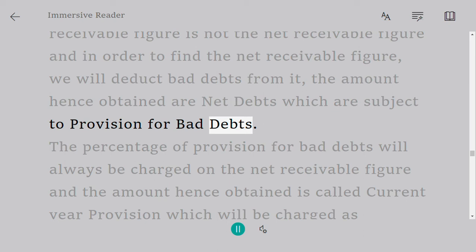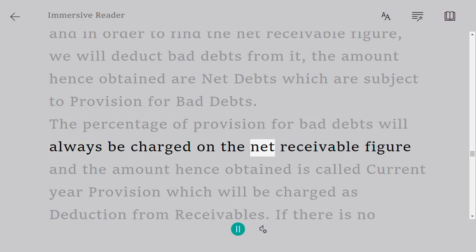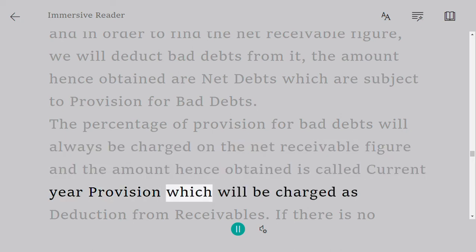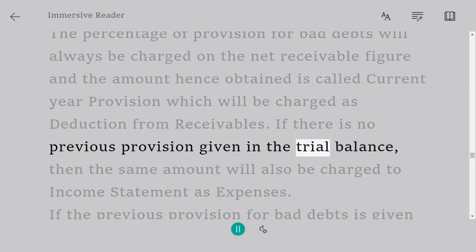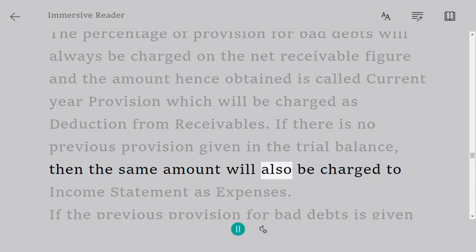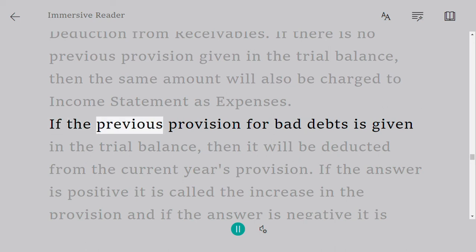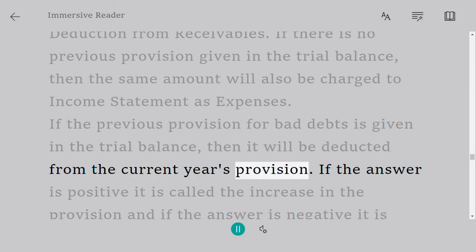The amount hence obtained is net debts, which are subject to provision for bad debts. The percentage of provision for bad debts will always be charged on the net receivable figure, and the amount hence obtained is called current year provision, which will be charged as deduction from receivables. If there is no previous provision given in the trial balance, then the same amount will also be charged to income statement as expenses. If the previous provision for bad debts is given in the trial balance, then it will be deducted from the current year's provision.